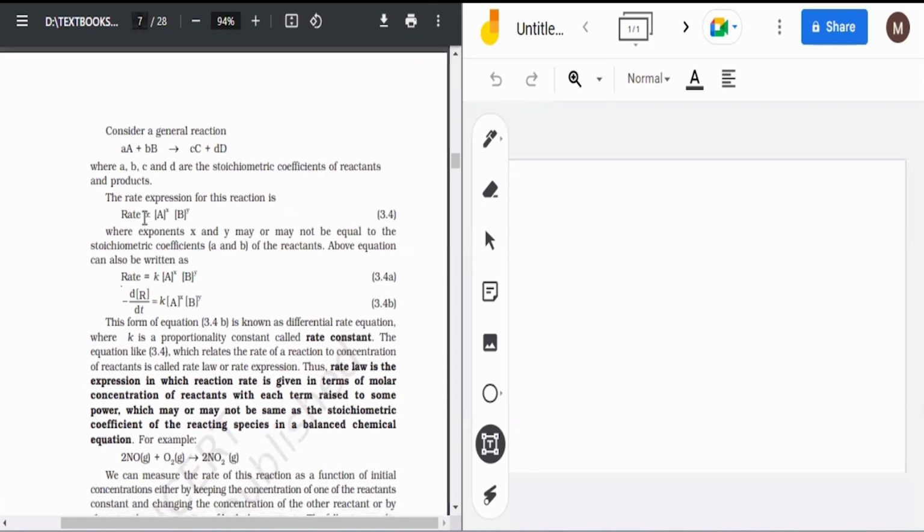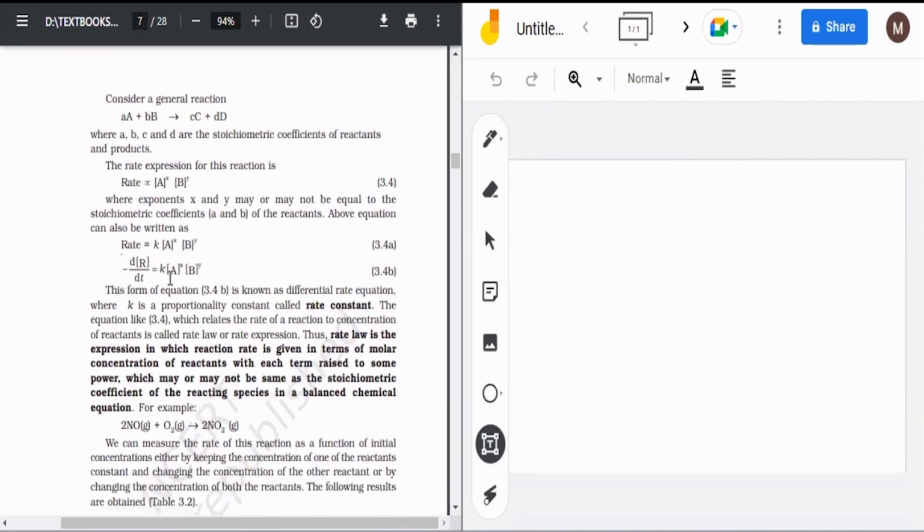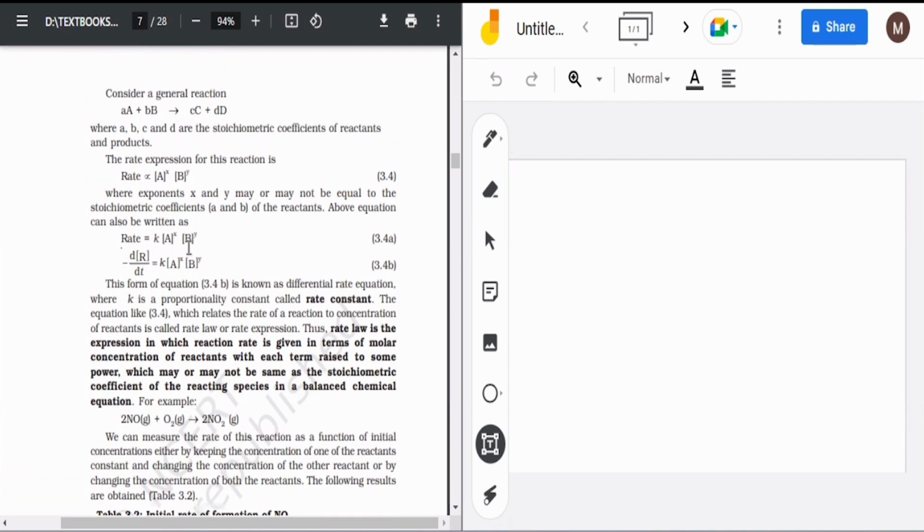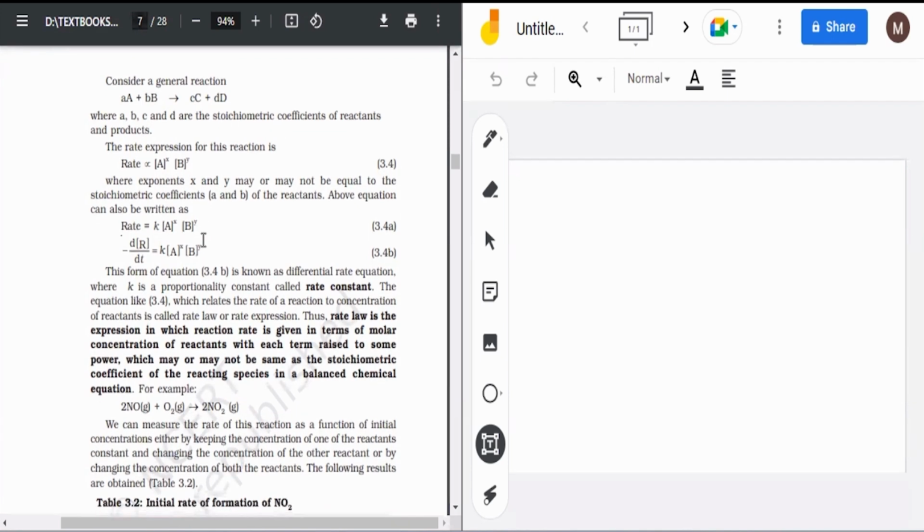So we write the rate, minus d[R]/dt, is equal to K [A]^x [B]^y, and K is the respective proportionality constant. So rate law is the expression in which reaction rate is given in terms of molar concentration of reactants, with each term raised to some power, which may or may not be same as the stoichiometric coefficient of the reacting species in a balanced chemical reaction. ठीक है, तो x और y necessary नहीं है कि वो a और b के equal हो.